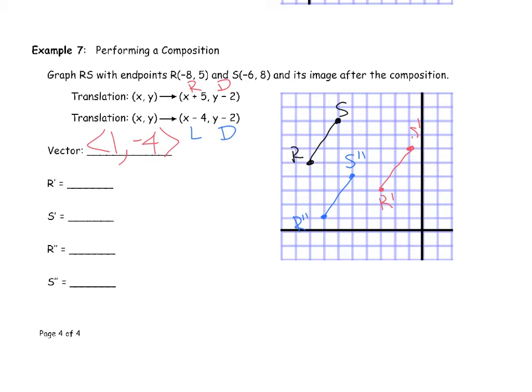So in this space here, we can fill in the coordinates, which were negative 3, 3 for R prime. S prime was negative 1, 6. R double prime, which was the final location, was negative 7, 1. And S double prime, negative 5, 4. Awesome sauce. Hope this was pretty simple.